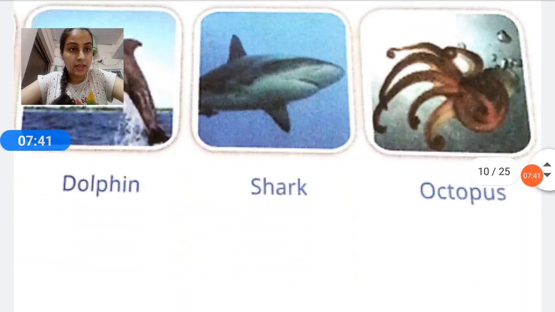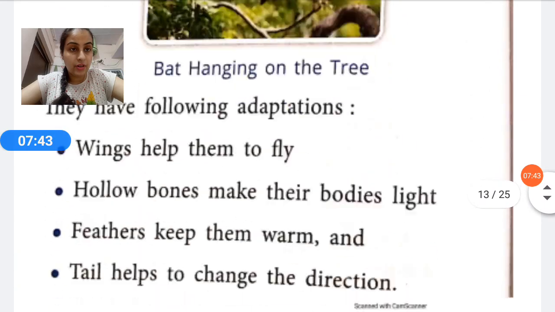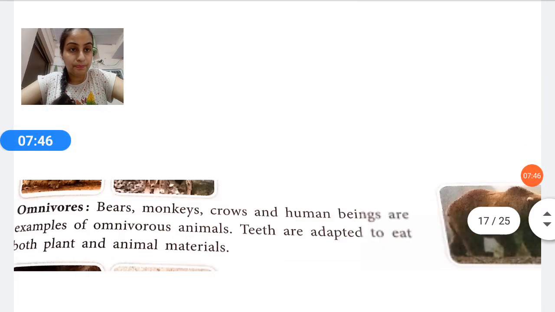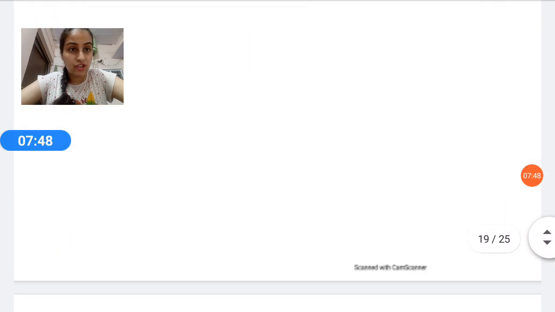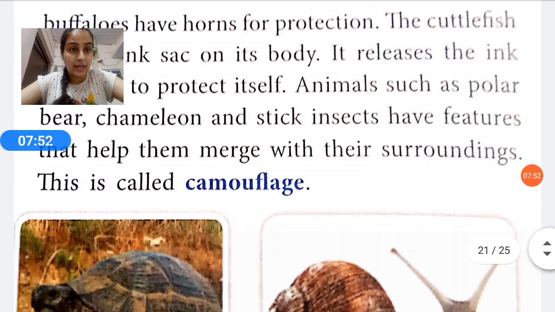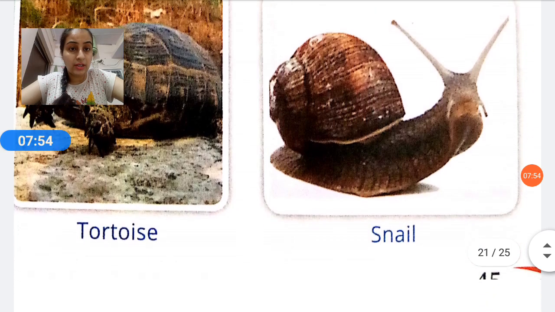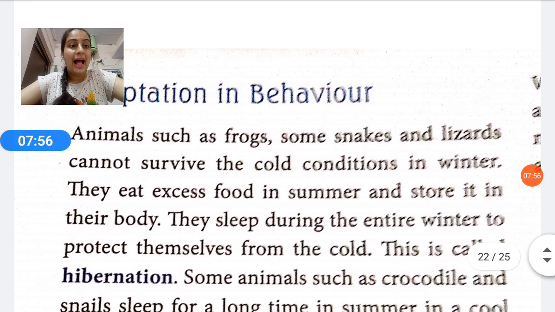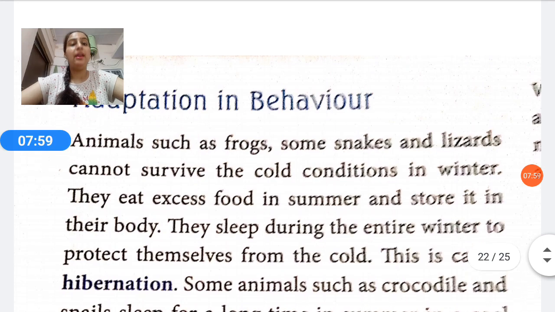Just a second children. Okay. After camouflage, yes, you can see the picture of chameleon and grasshoppers. Yes, you can see the pictures of the tortoise and snail. Adaptation, same behavior. How do they behave?